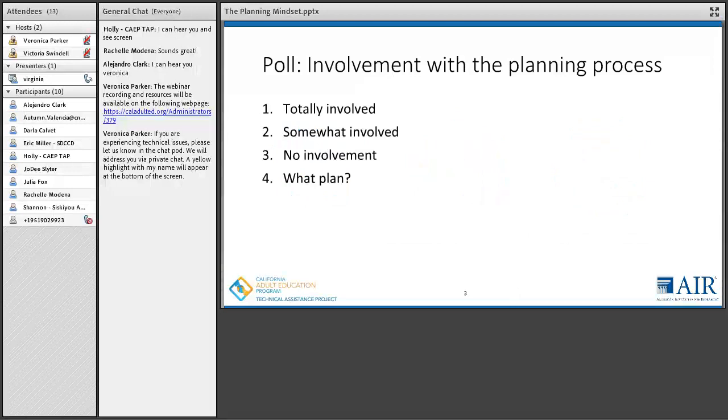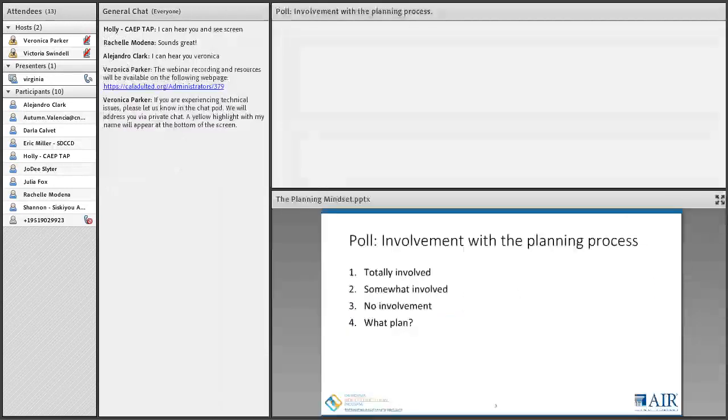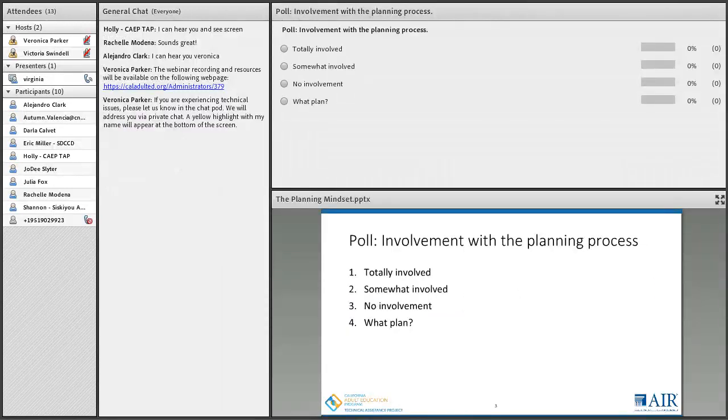So I think I'm going to start first with a question for all of you, which is, how involved were you with the planning process in your consortium? There's a poll at the top of the screen. Are you totally involved, somewhat, no involvement, or you have no idea what your plan is? So just fill in the poll there, and we're just going to let it go for a minute to see what your participation was so that I can tailor my remarks to be more useful.